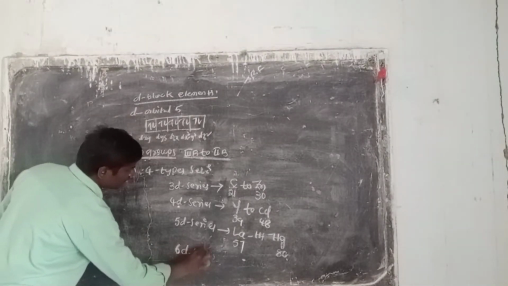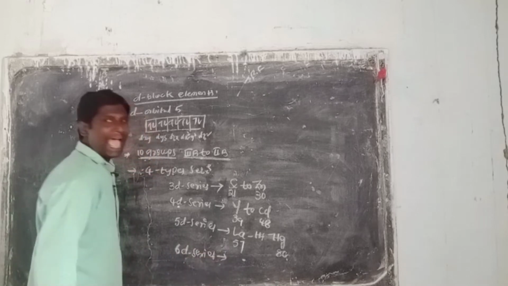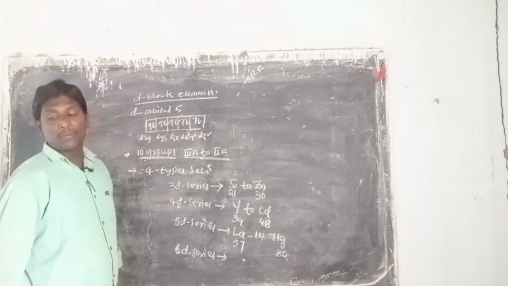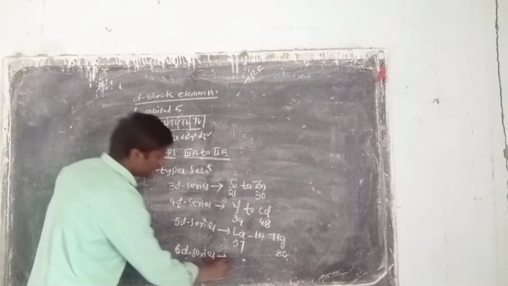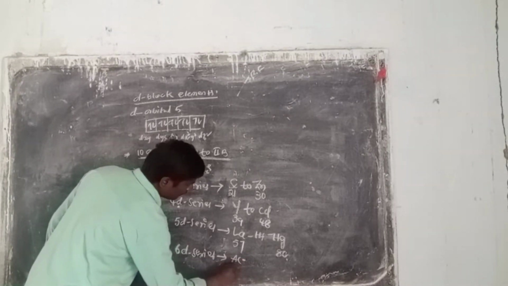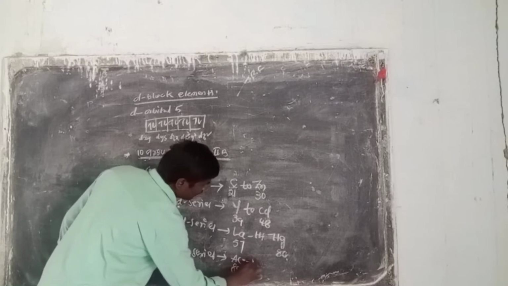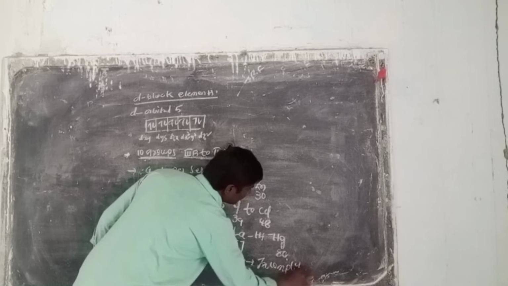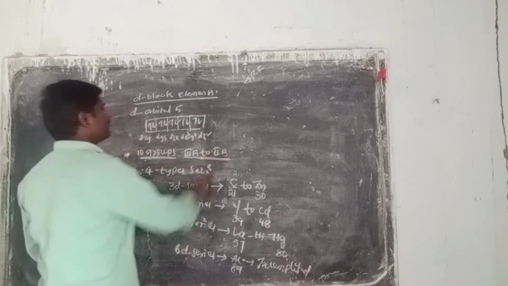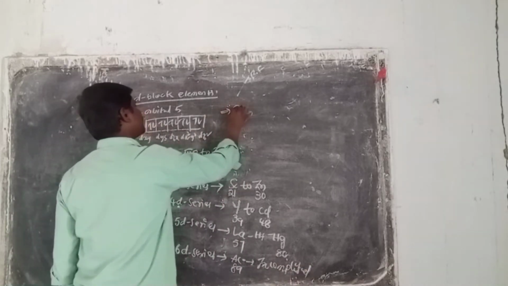Now the last one, the 6D series. The 6D series means actinium, atomic number 89. It is an incomplete series. Now, totally, the general electronic configuration.